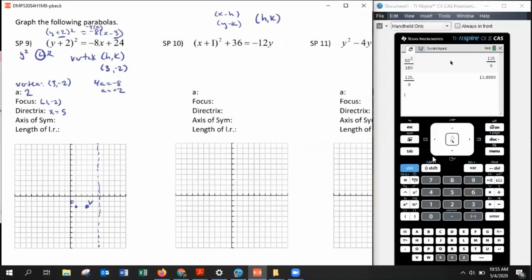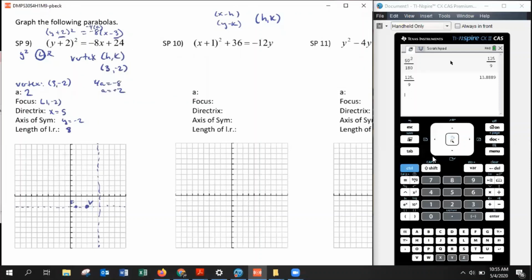The axis of symmetry is no longer going to be the x or the y axis. So if we draw that line through the focus and the vertex, that is going to be our axis of symmetry, which would be the equation y equals -2. The length of the latus rectum is still going to be the same. That length is going to be 8.